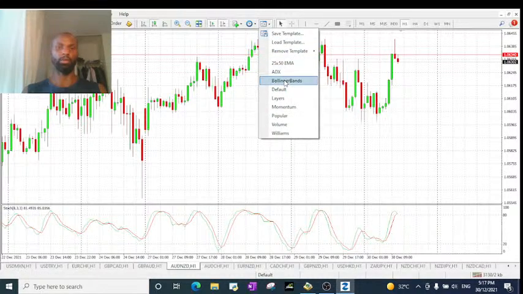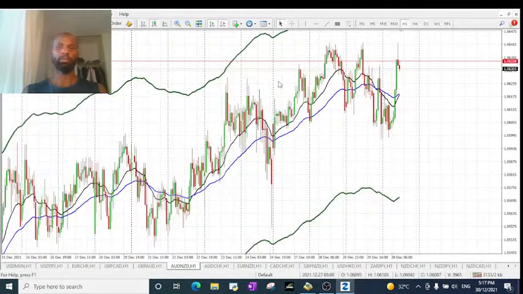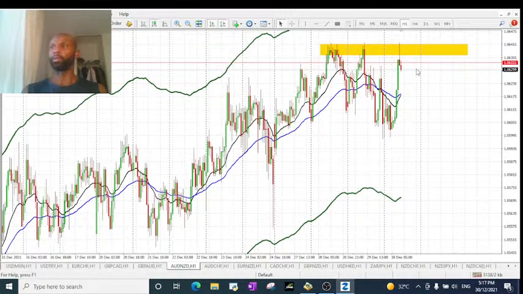Let's see. So we have a zone right here. Hit the zone, massive rejection, and price is coming down.